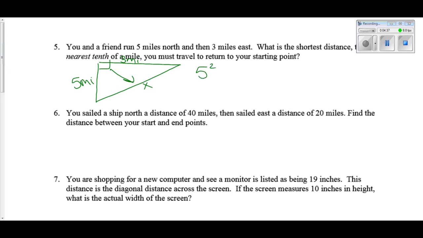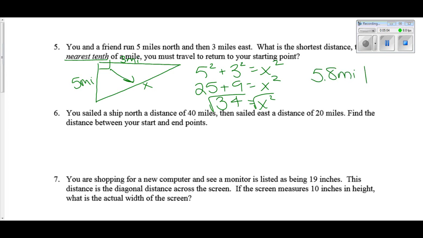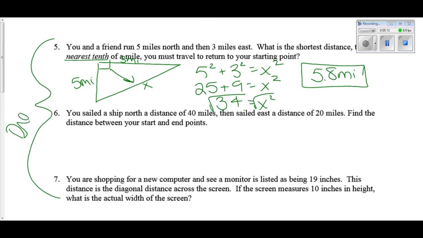We're looking for C. 5 squared plus 3 squared equals x squared. Oops, not 8. 25 plus 9 equals x squared. So we know 34 equals x squared. Square root both sides. We want it to the nearest tenth of a mile. So this would be 5.8 miles. Make sure you are drawing pictures for all of these, because it will definitely help you. Draw your pictures.